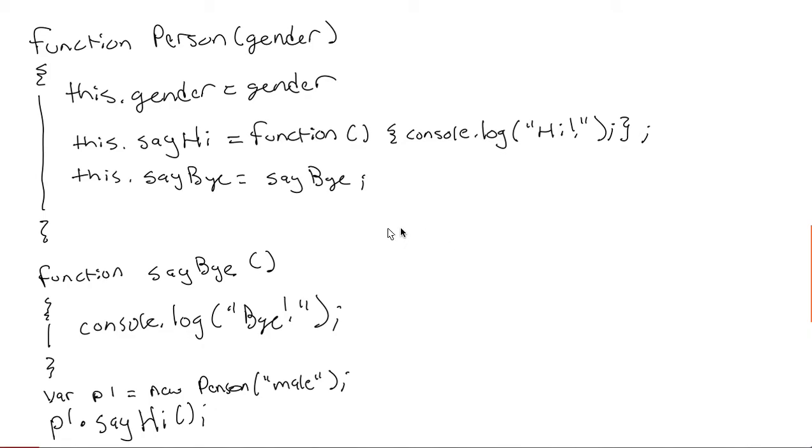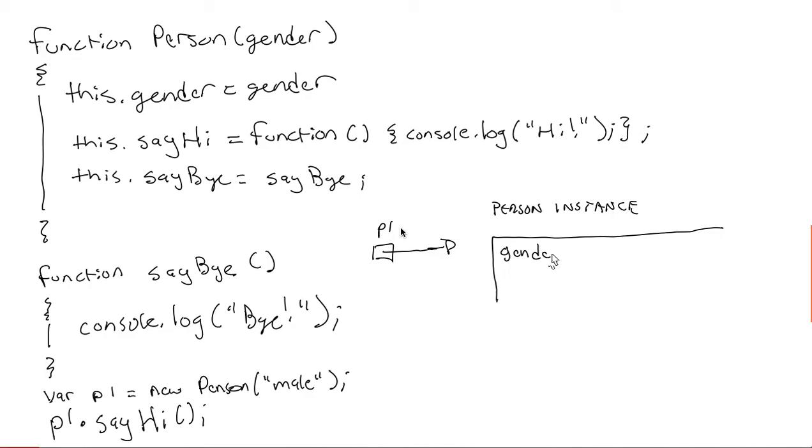Let's take a look at what it looks like from a diagram standpoint. Okay, so we've got p1, which is an object reference, and that's going to refer to a person instance. And that person instance is going to contain a couple of things. It's going to contain all the members and methods that we defined in the constructor. So we're going to have a gender member, which is going to be male.